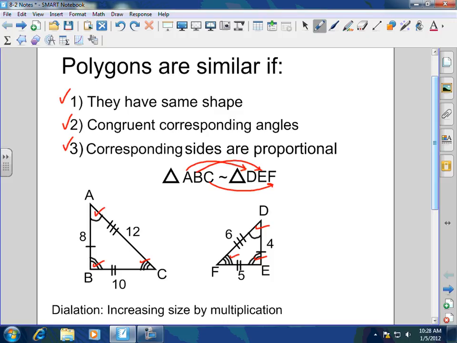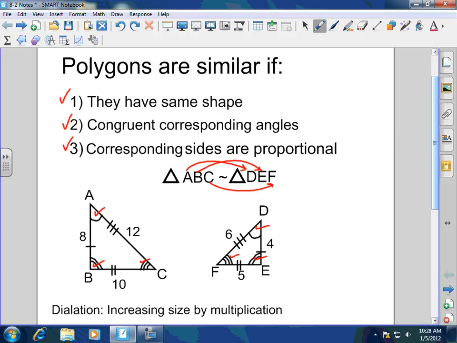Yes, sir. Why would there be the 3 tick marks, a 2 tick mark, or a 1 tick mark? Okay, they're proportional. And you're right, they are not congruent. They shouldn't have the same exact tick marks. But in this case, the tick marks are not for congruency, but for correspondence. Thank you, son. That's a very good point. Good job.